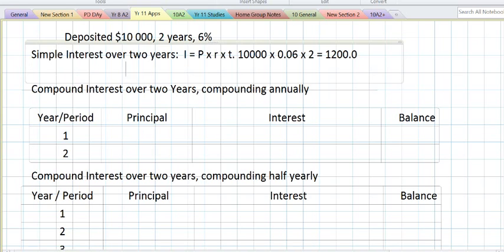What would be the total that we get back at the end? 11,200. Yeah. It's the 10,000 plus the 1,200.